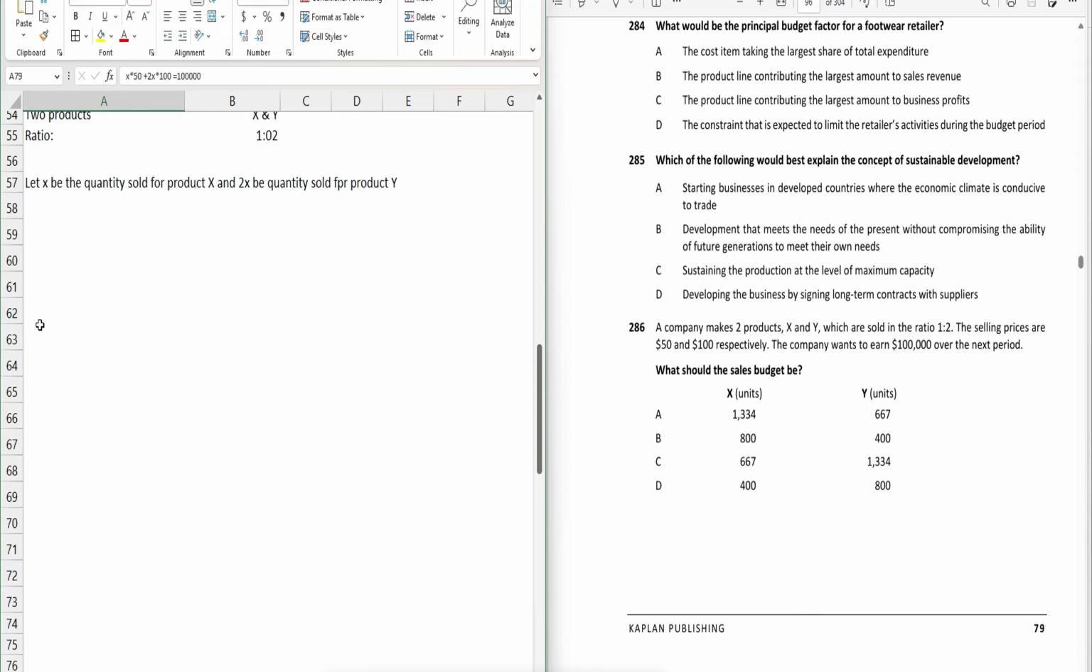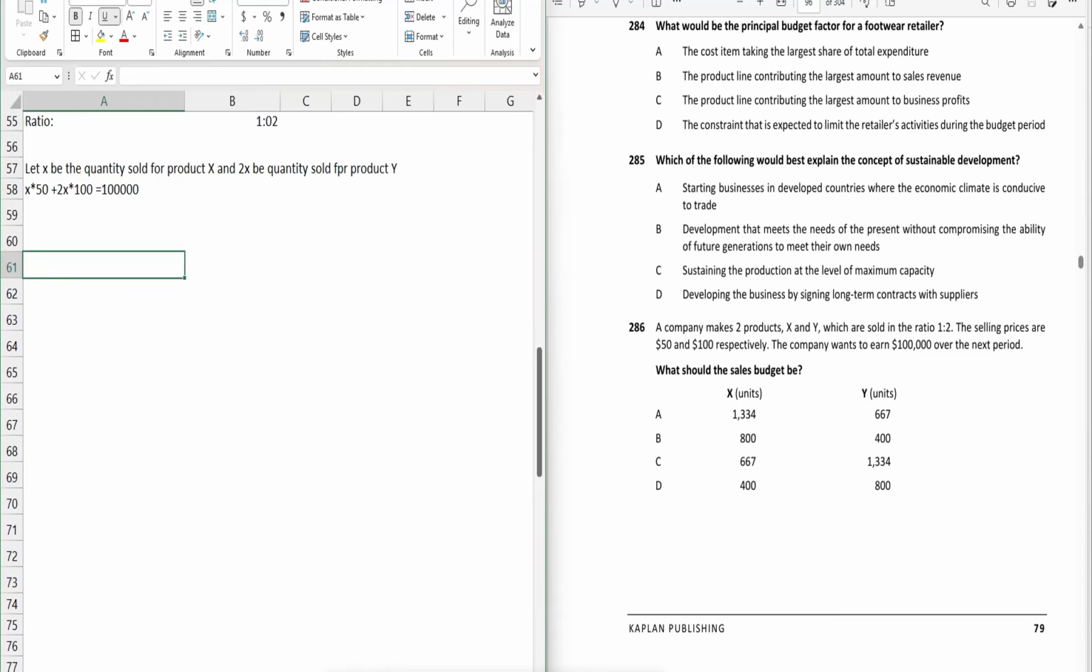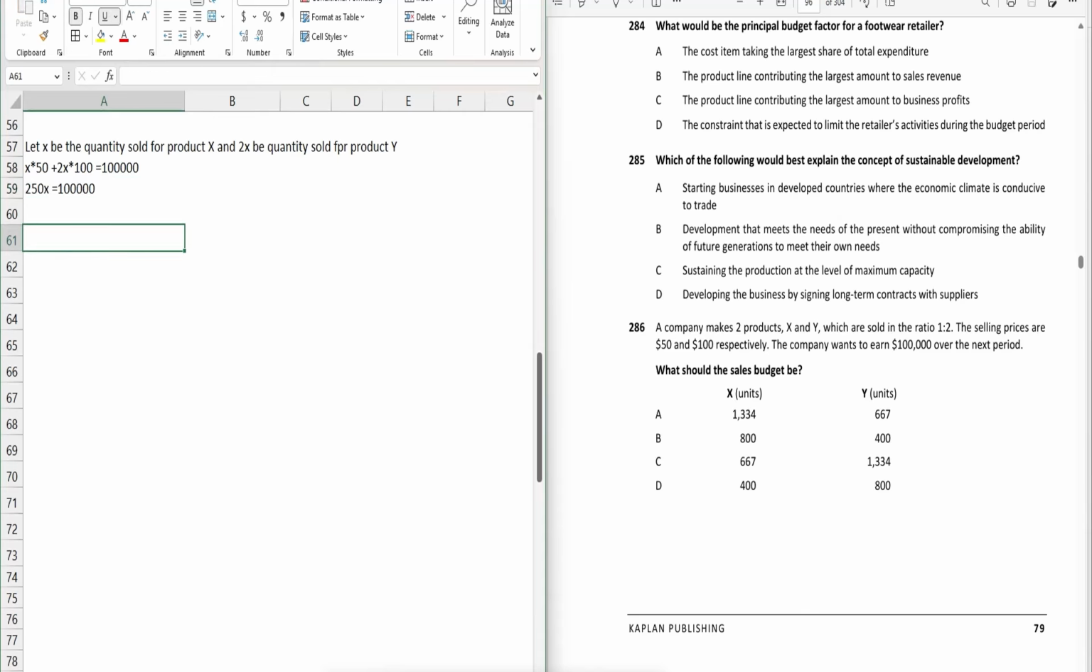What I mean to say is, if product X is sold in x quantity and the selling price per unit is 50, by multiplying these two, we can calculate how much we earn from product X. Similarly, for product Y, if we are selling 2x quantity at 100 per unit, multiplying these two, we can calculate how much we earn from product Y, and adding these two should be equal to 100,000. So now let's calculate further. After doing the calculation of this equation, we will get 250x equal to 100,000. Now let's solve for x.